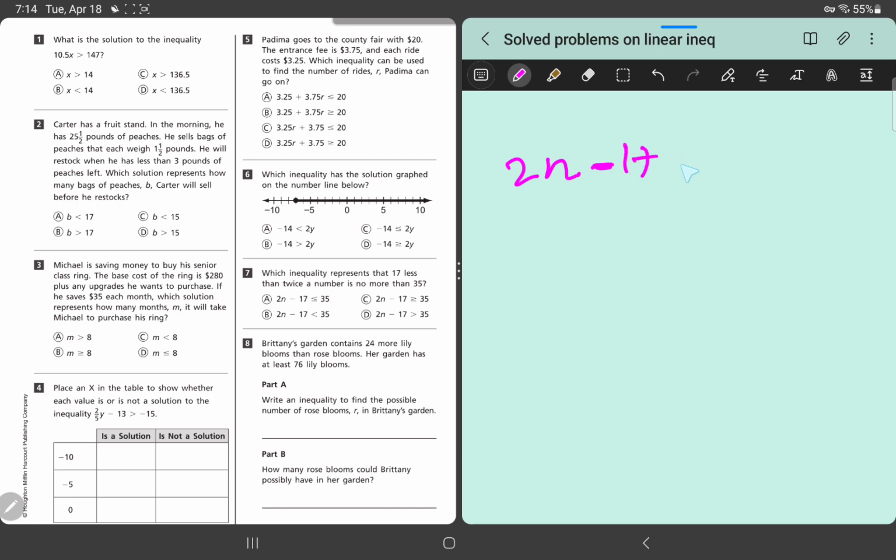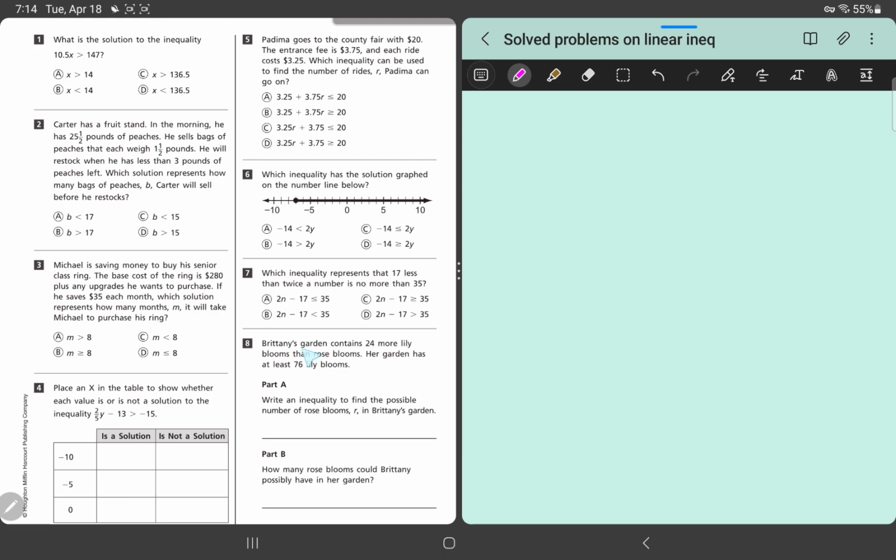Twice a number minus 17 is not more than 35. It's not more than means less than or equal to 35. So this is the inequality. So the answer is, yeah, it is A. So this is the answer. All right.